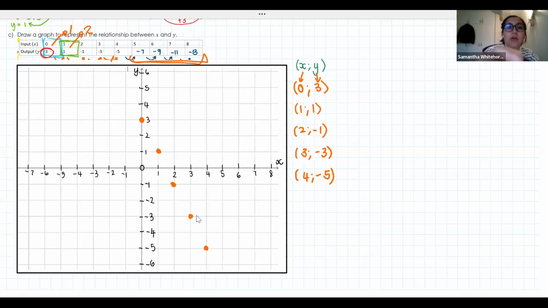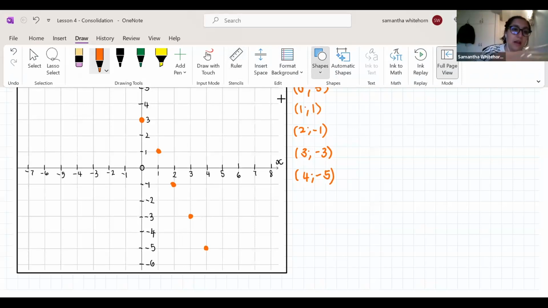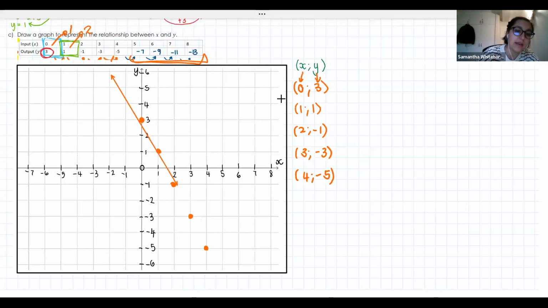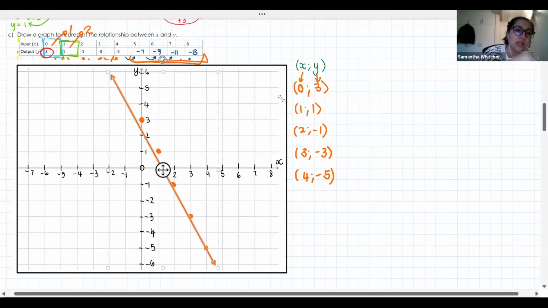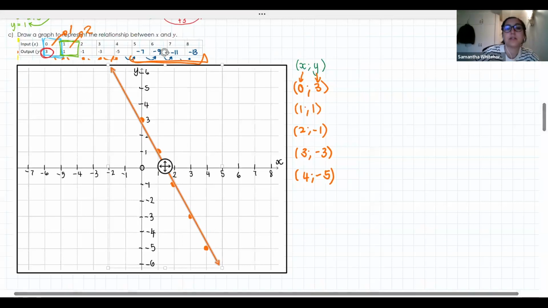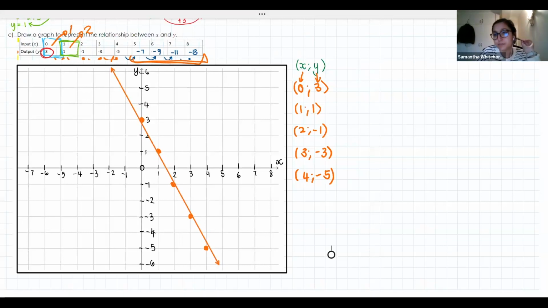Now, because we're drawing a graph, we know that we want to join this with a line. Remember, the line has arrows on the end to show that this line does actually continue. And let's try to get this line a bit better. This line does continue all the way up to positive and negative infinity. And so we have a straight line.